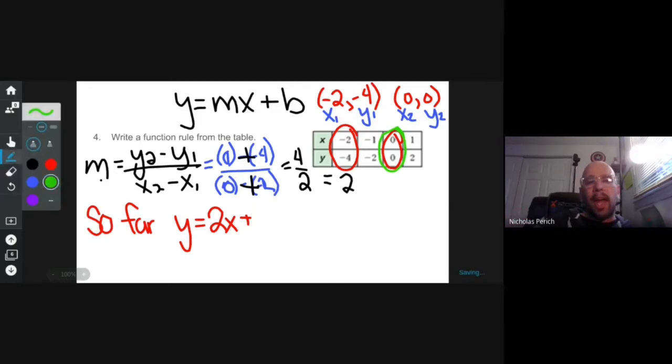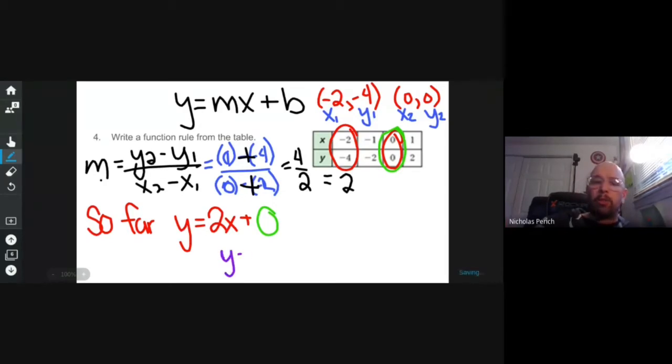Oh, look at that. So y equals 2x plus 0. Well, I know from the last problem that I don't need that 0 part. So y equals 2x. It's proportional. Remember that word? Proportional. It goes through the origin. It goes through 0, 0.